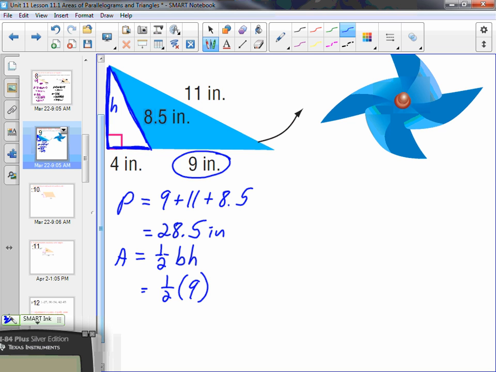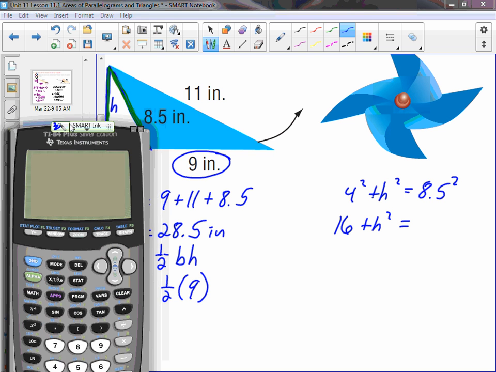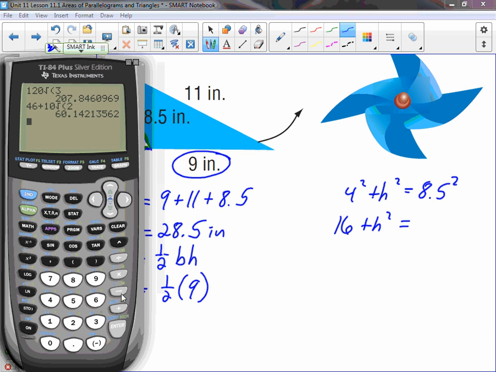Can I use this triangle right here to find the height? Yep, that's what I need to do. So 4 squared plus h squared equals 8.5 squared. So it would be 16 plus h squared equals, and I'm going to need my calculator for this.